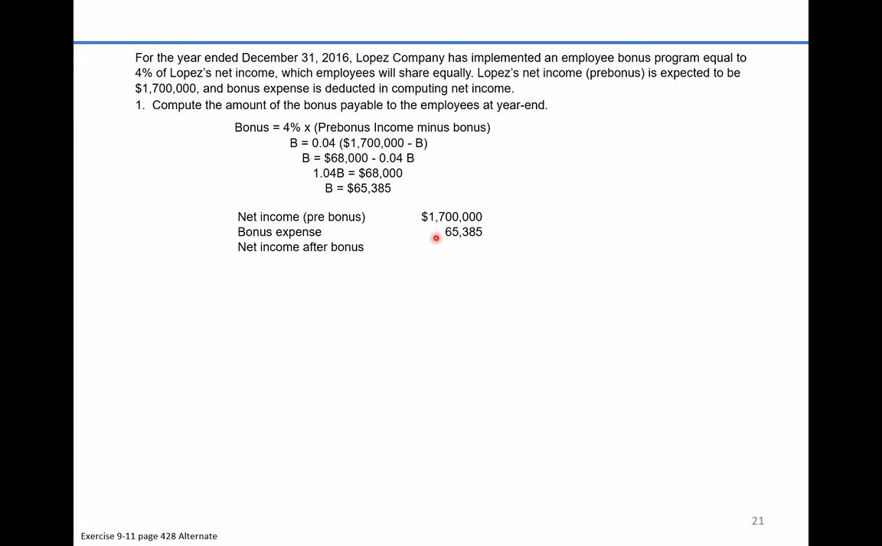$1.7 million less $65,385, or $1,634,615. What was the bonus percent? Bonus percent was 4%. Perfect. And what was the amount of the bonus again, or the bonus expense? $65,385.